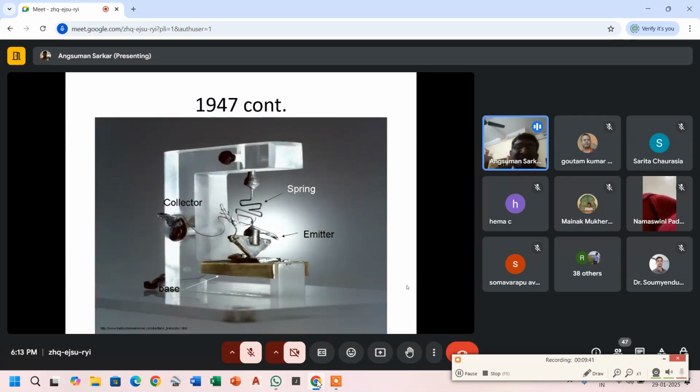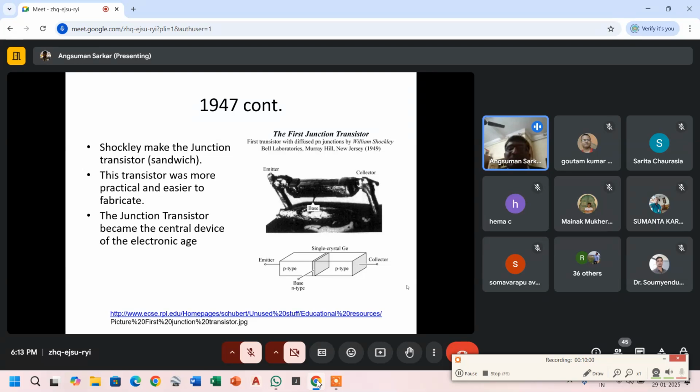In 1947, this is the first picture of the transistor, the point contact transistor. You can see the spring, you can see the collector, emitter and base. But this transistor was made of germanium. It is not a silicon transistor. So it is the first point contact transistor based upon germanium. But later that germanium was replaced by silicon.